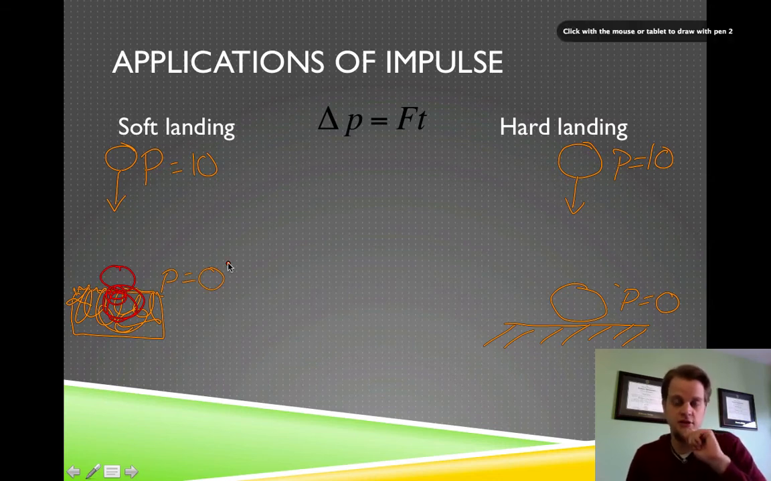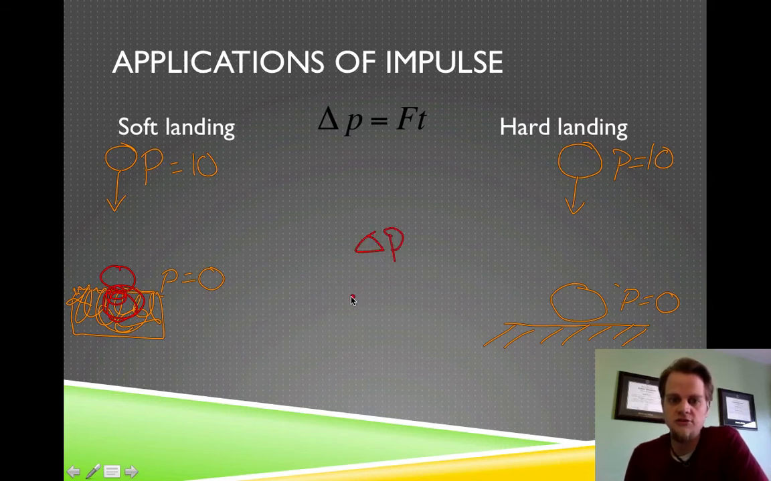The difference here is how you got there. In a soft landing, let's go with a hard landing first. In the hard landing, remember, your change in momentum in both of these is -10. But here, you had a very small amount of time in which this force was imparted. Let's say it was just 1/10 of a second. So we could even say time equals 0.1 seconds. You had to have a big force on you in order to stop you.